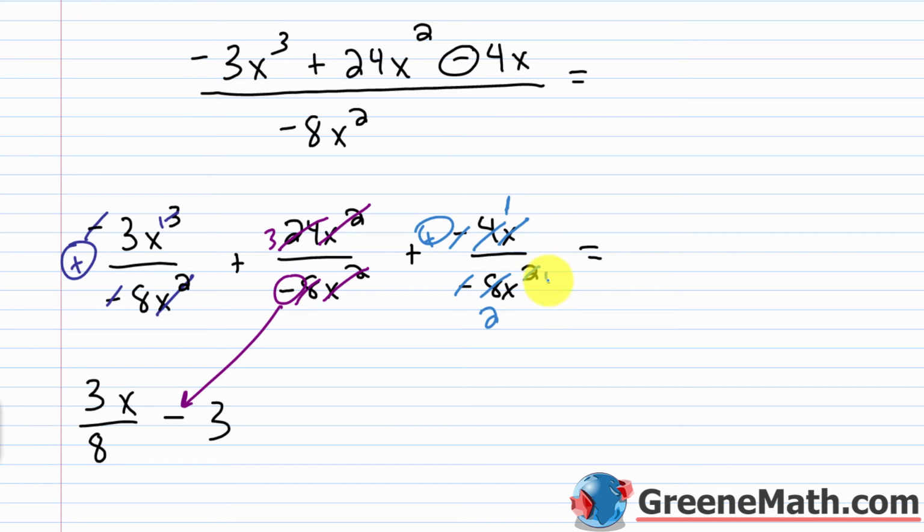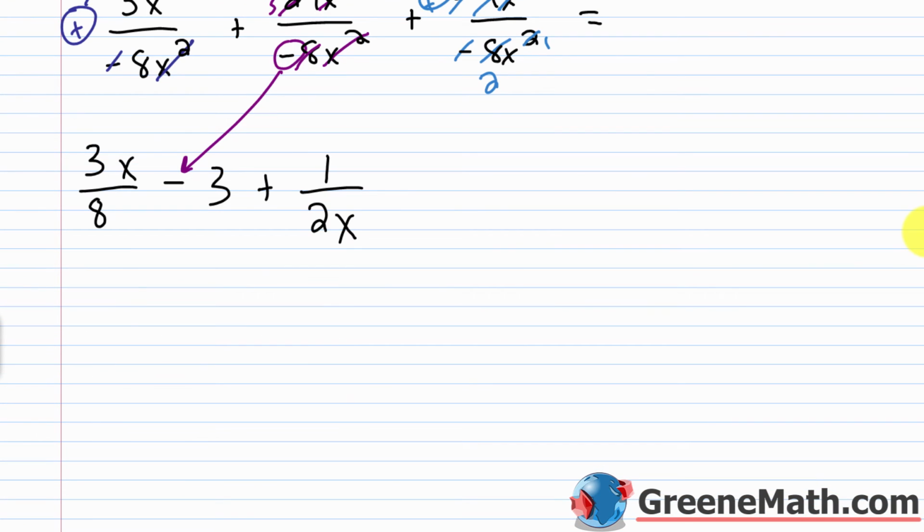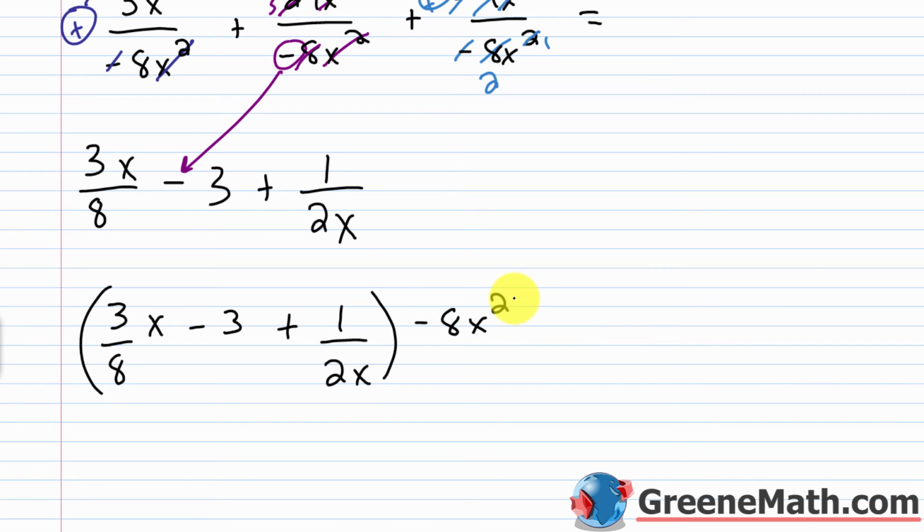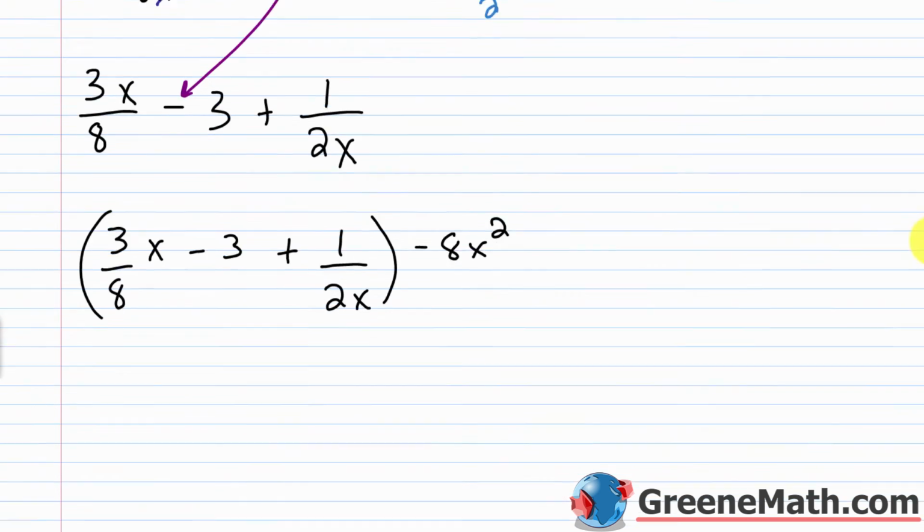So this would be x to the 1st power. So essentially what you'd have is plus 1 over 2x. And again, if we want to check this, we'll take this quotient here and multiply it by the divisor, and it should give me this dividend back. So let's try that out real quick. So we'll do 3/8x minus 3 plus 1 over 2x. And we're multiplying this by the divisor, which was negative 8x squared. So let's see what this gives us.